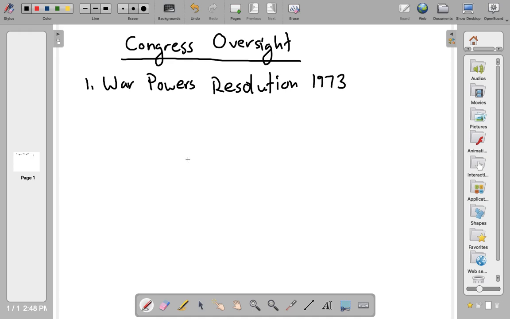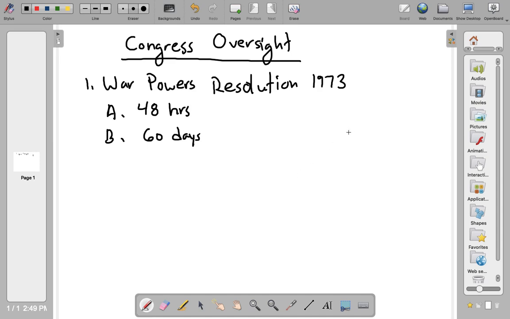The War Powers Resolution lays out a few conditions the president has to follow. So A, the president has to notify Congress within 48 hours of sending troops overseas. B, within 60 days, Congress has to vote or authorize those troops to remain overseas, otherwise they can be called back. Theoretically, the president should notify Congress as soon as possible when he sends troops overseas.